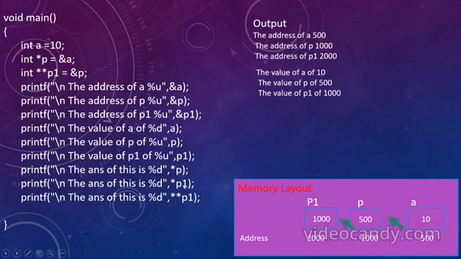The second one I am doing is *p1. So p1 contains what? 1000. And I am saying star, so that means the value at 1000. What is the value at 1000? It is 500. So 500 will be printed.